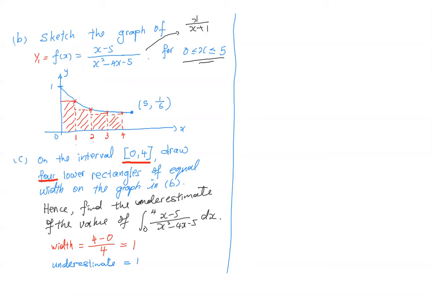width is 1. The height of the first rectangle is y1. The height of the second rectangle is y2. The height of the third rectangle is y3. And the height of the fourth rectangle is y4. Yep. So you use your calculator and count. Can someone give me the answer?